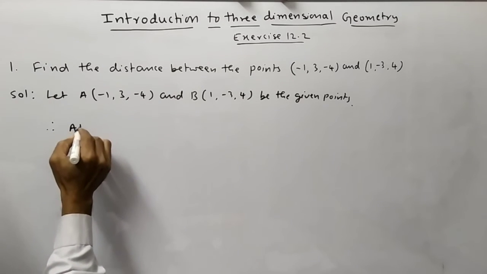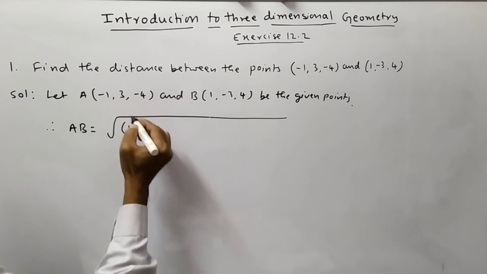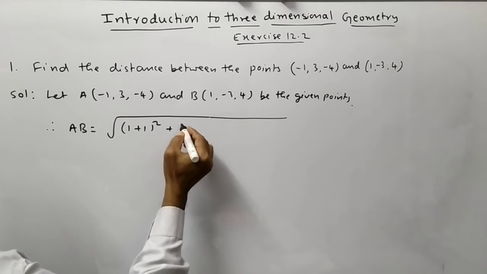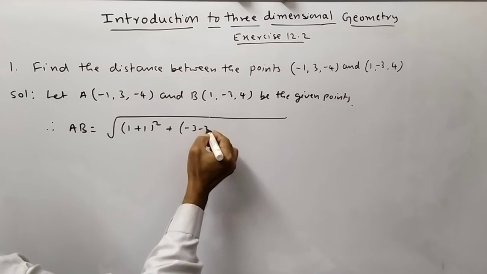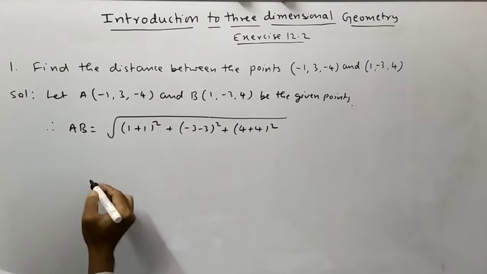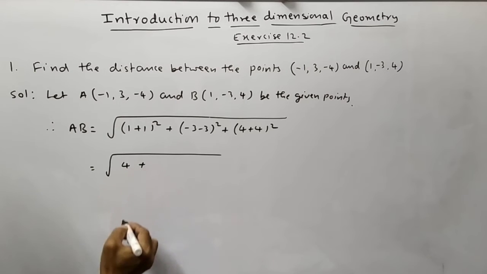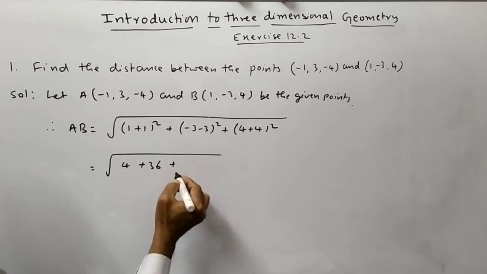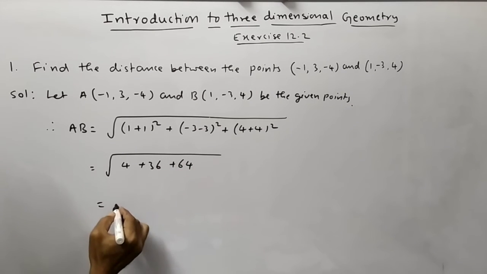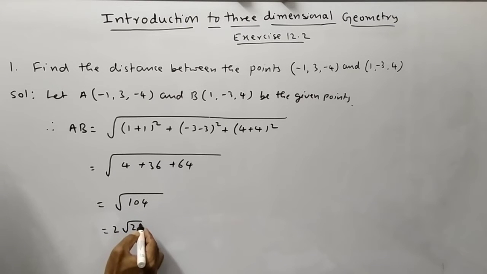Therefore, AB is equal to square root of 1 plus 1 whole square plus -3 whole square plus 4 plus 4 whole square, is equal to square root of 4 plus 36 plus 64, is equal to square root of 104. 104 can be written as 4 into 26. Therefore, we will get 2 root 26.